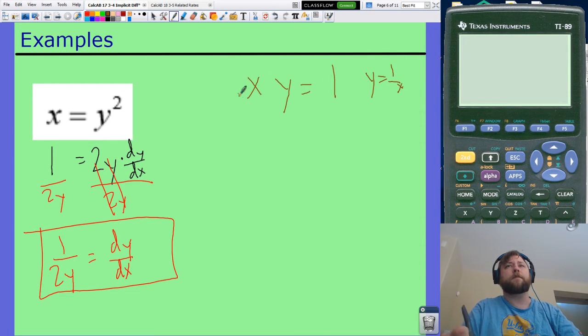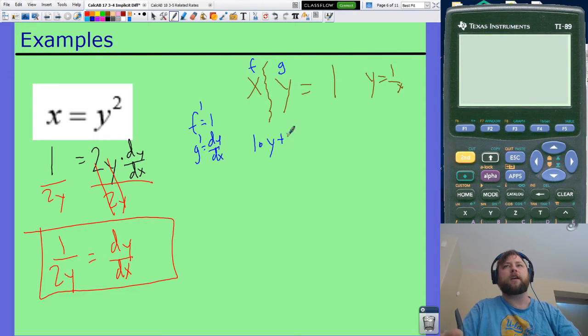Now, let's just do our implicit differentiation of this. Since this is an x times a y, I actually have to break this up using the product rule, where this is my f side and this is my g side. So my f prime would be 1. My g prime, the derivative of y, would be 1 times dy/dx, or just dy/dx. So as you derive this, it's going to be 1 times y, just f prime times g, plus regular f(x) times g prime, dy/dx, equals 0 because the derivative of 1 is 0.